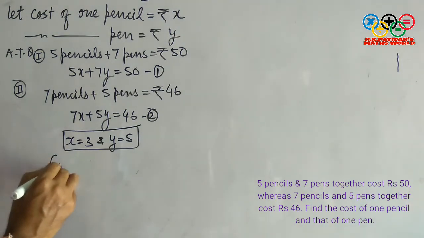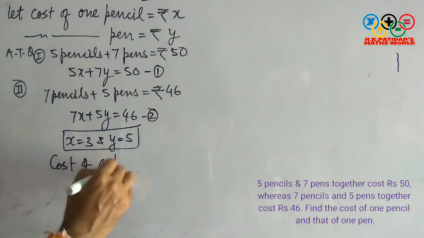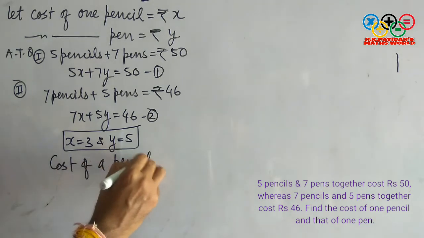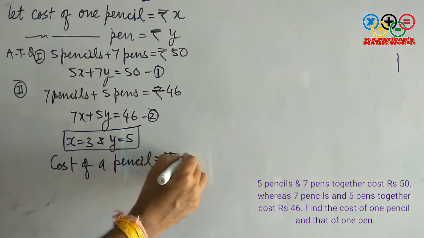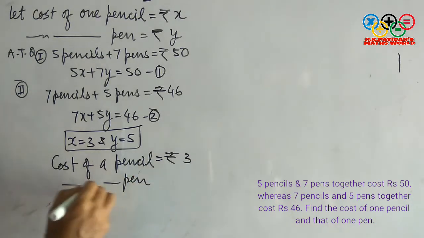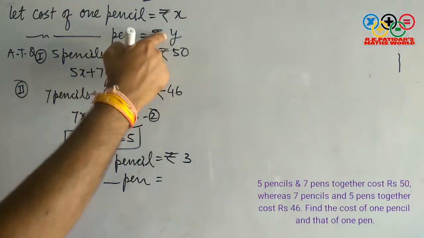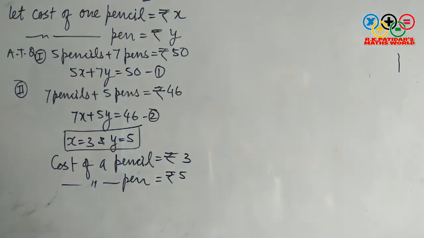So the cost of a pencil, we assumed x and the value of x is 3. So the cost of a pencil will be rupees 3, and the cost of a pen, we assumed rupees y and y is 5. So it is rupees 5.